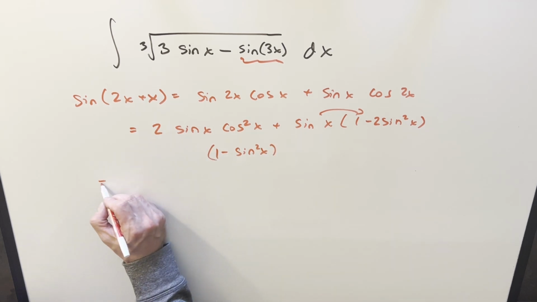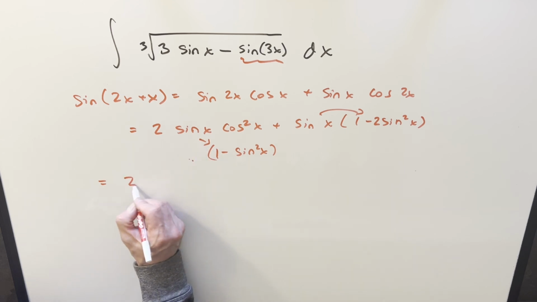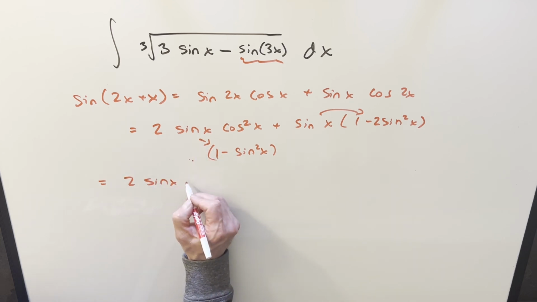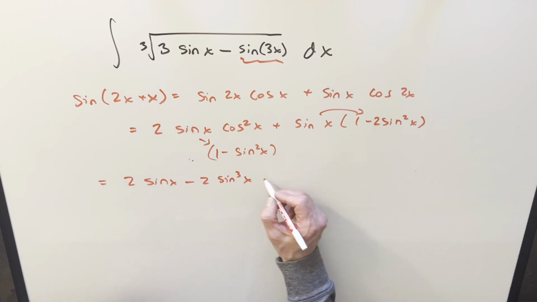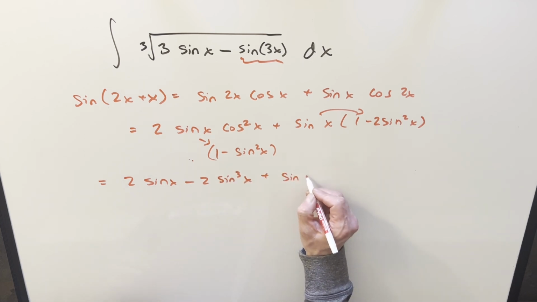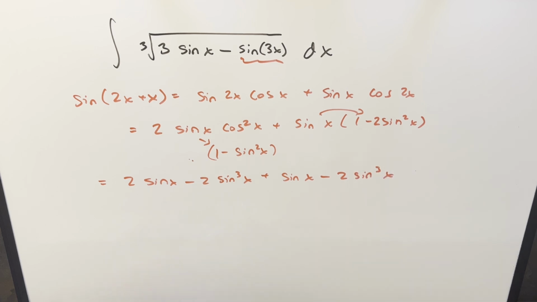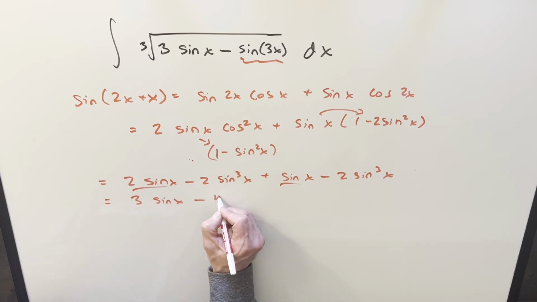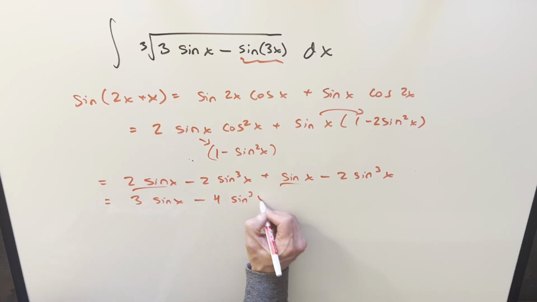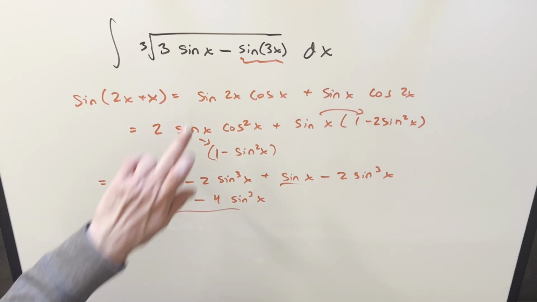And then let's just distribute everything out and see what we have. So multiplying in 2 sine x here, we're going to have 2 sine x minus 2 sine cubed x. And distributing this part out, we get sine x minus 2 sine cubed x. Simplifying it, we get the like terms here, so we're going to have 3 sine x minus 4 sine cubed x. But now let's take this value here and plug it back into our integral with a minus sign in front.